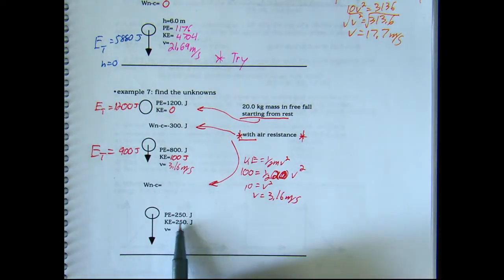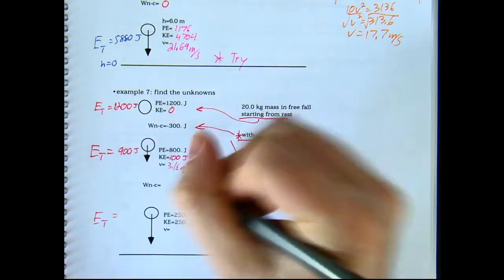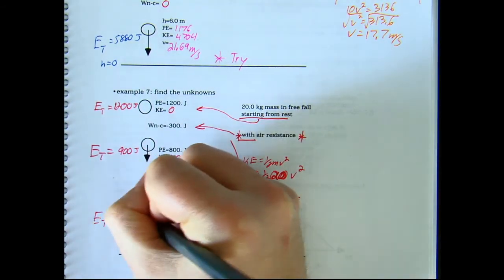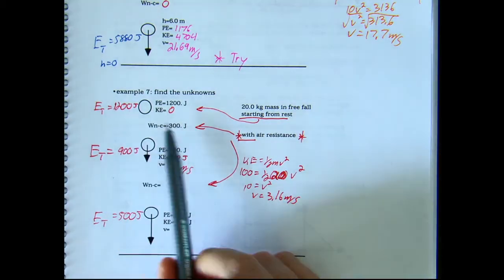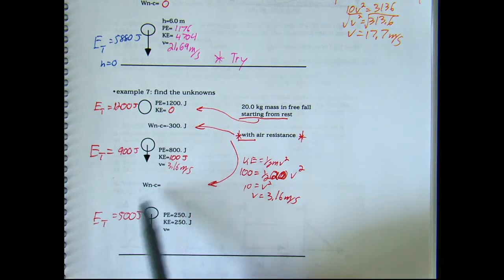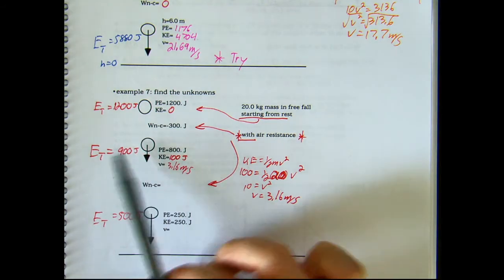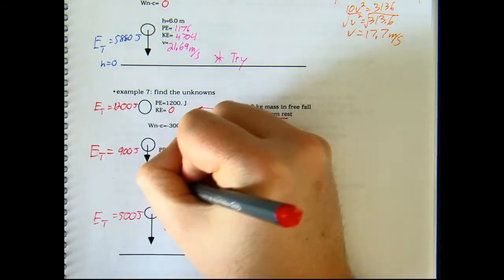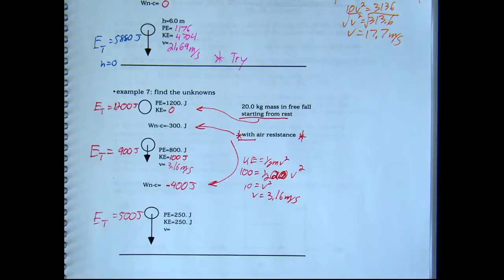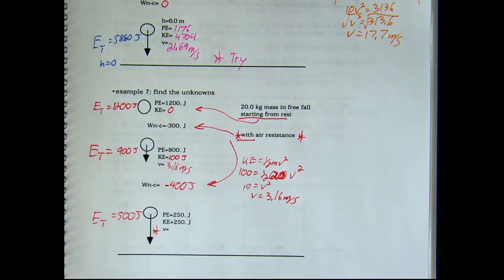Down here at the bottom, we're told that the potential energy is 250, the kinetic energy is 250, so the total energy at the bottom here is 500 joules. So if we had 1,200, we lost 300 to give us 900, and we've lost some unknown amount to give us 500 joules of total energy. Well, what work has been done by air resistance? The work that's been done by air resistance is all the missing energy. So we've got negative 400 joules of work done here.